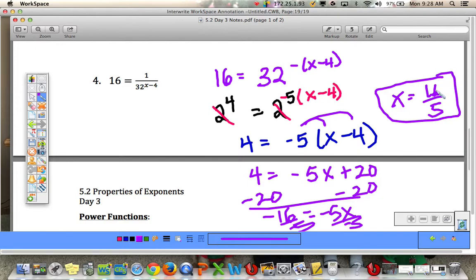And I'll leave it as a fraction, x equals 16 over 5. Okay, so there it is, 16 over 5 is your exponent. That would be the correct answer for this one. So there's the second method of solving for an exponential function. The first was guess and check, and the second is finding a common base.